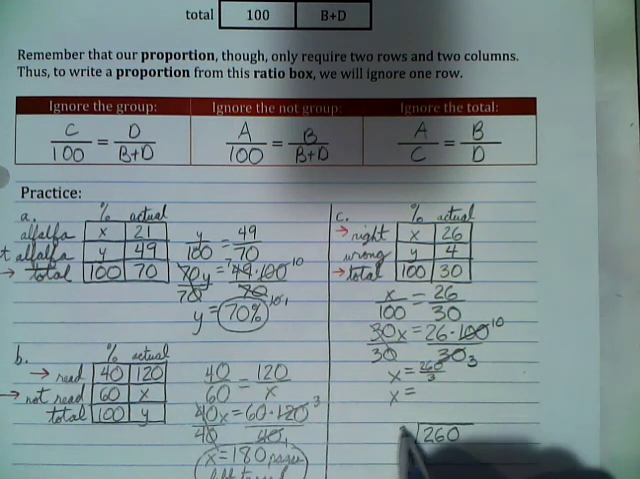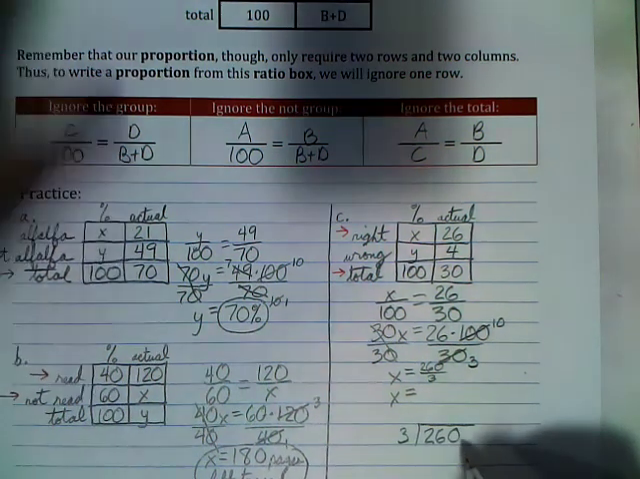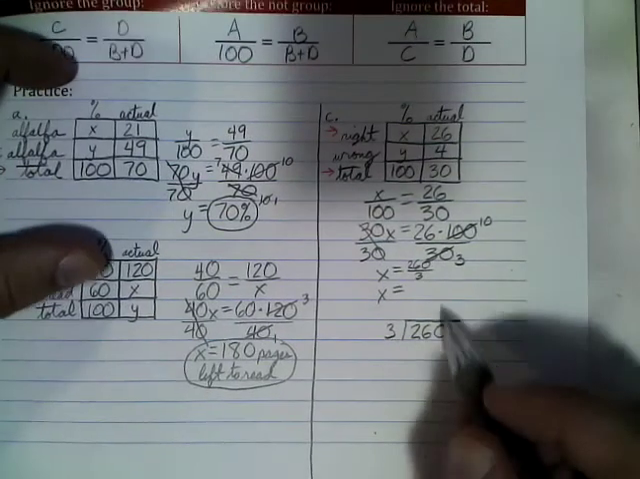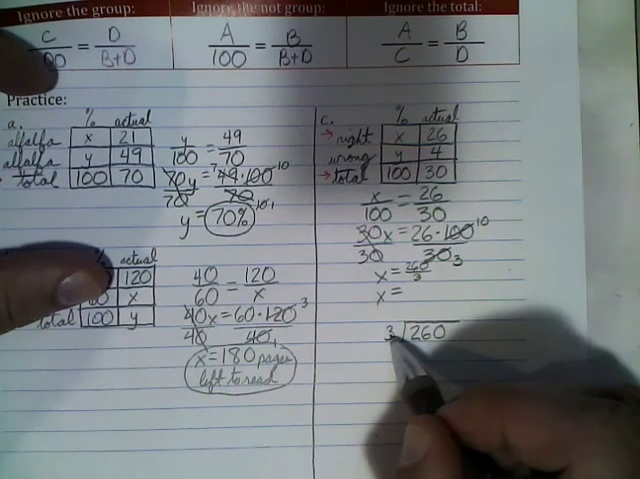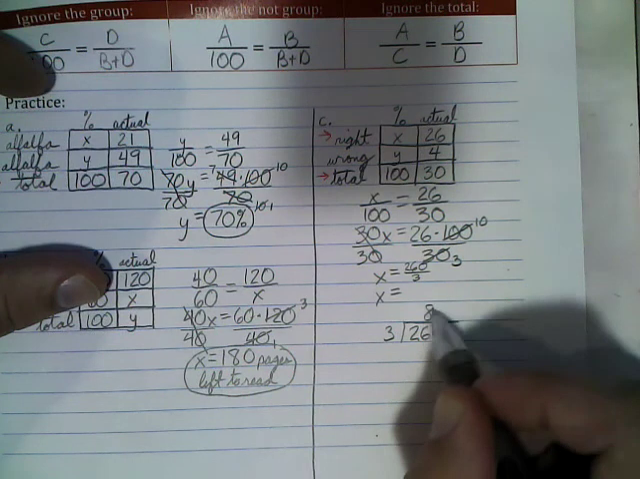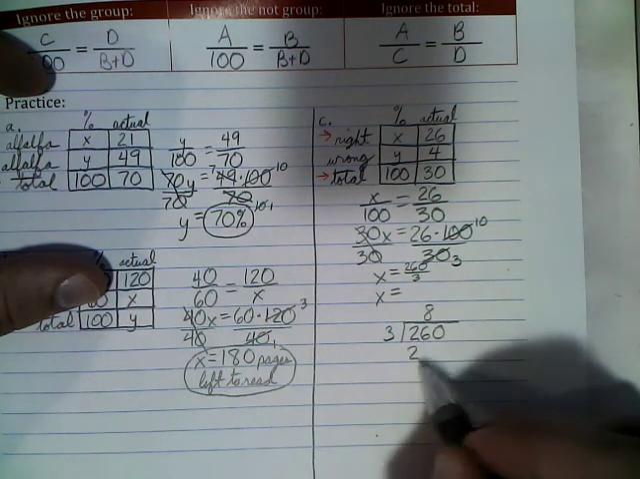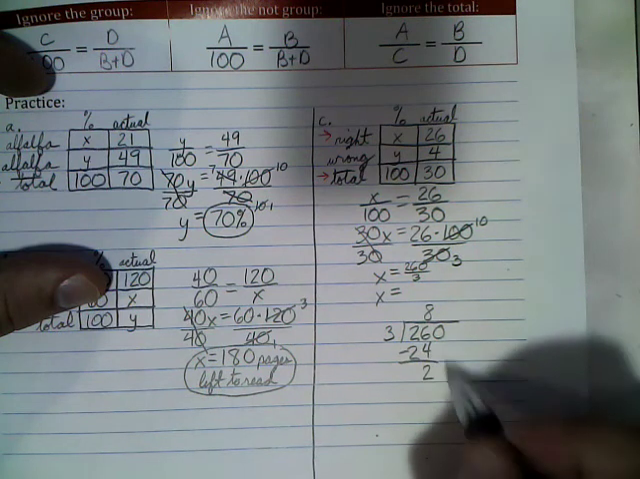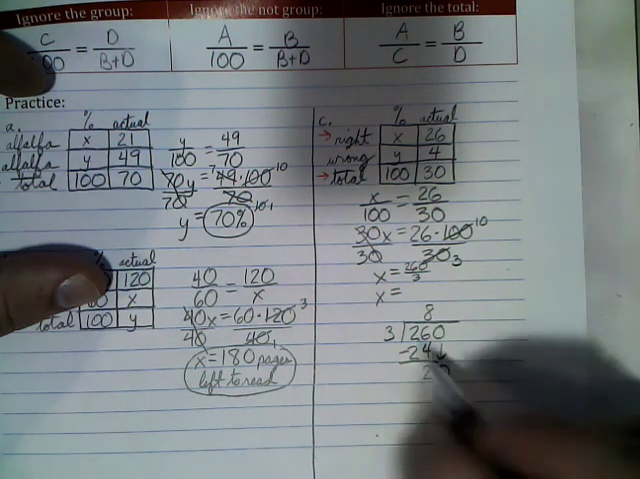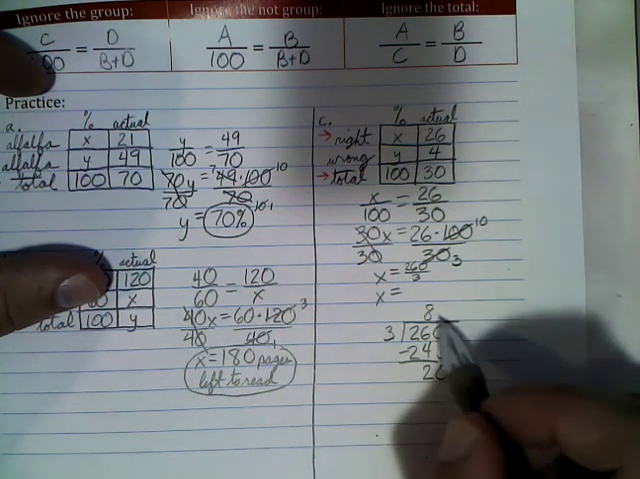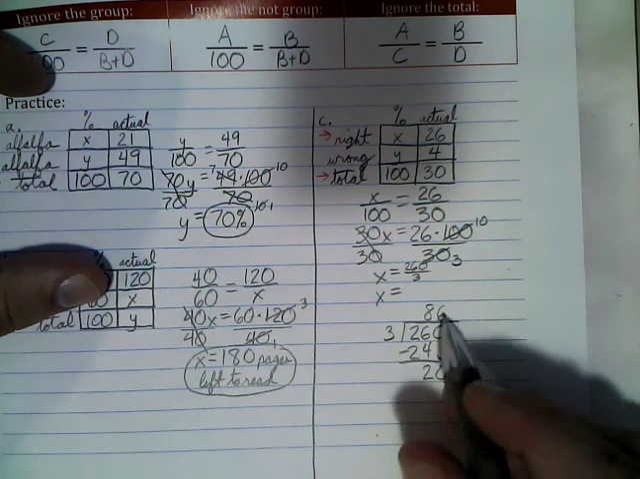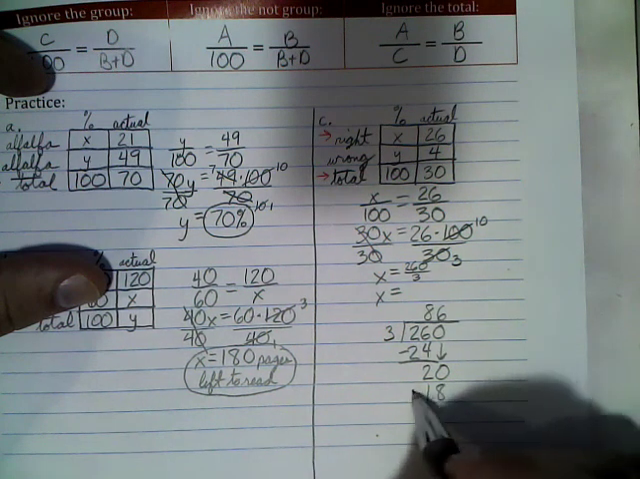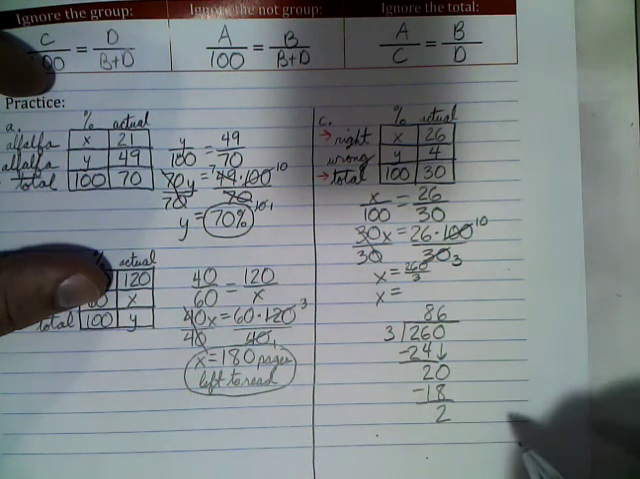So 260 divided by 3. Well, 3 goes into 2, not at all. 3 goes into 26, though, 8 times. 8 times 3 is 24. And if I subtract those, I get 2. Bring down the 0. 3 goes into 20 6 times. 6 times 3 is 18, with 2 left over.